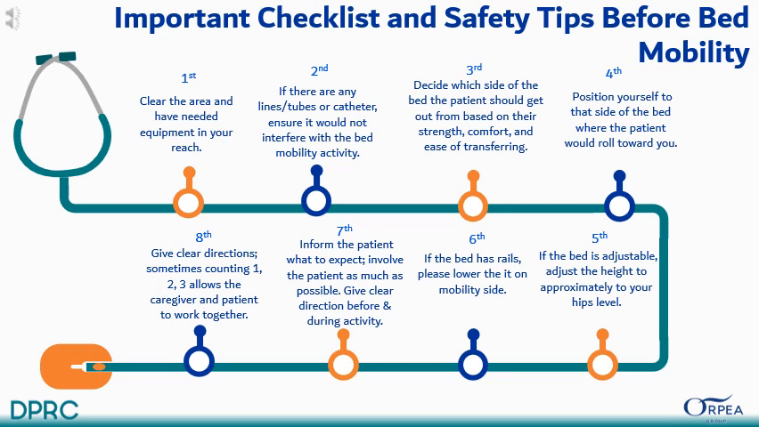Fifth, if the bed is adjustable, adjust the height to approximately your hip level. Sixth, if the bed has rails, please lower them on the mobility side. Seventh, inform the patient what to expect and involve the patient as much as possible. Give clear direction before and during the activity. And the eighth one is, give clear directions. Sometimes counting 1, 2, 3 allows the caregiver and patient to work together.